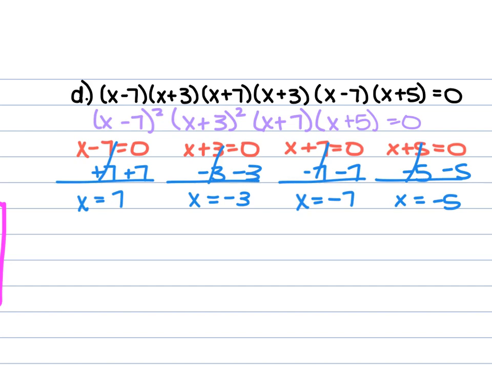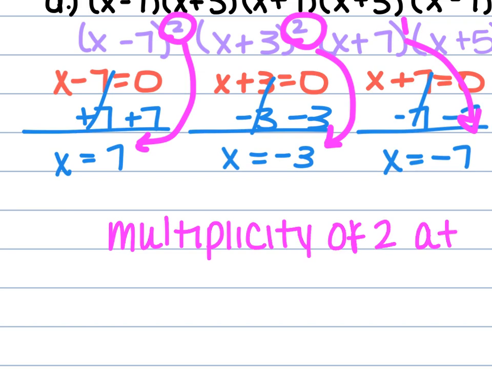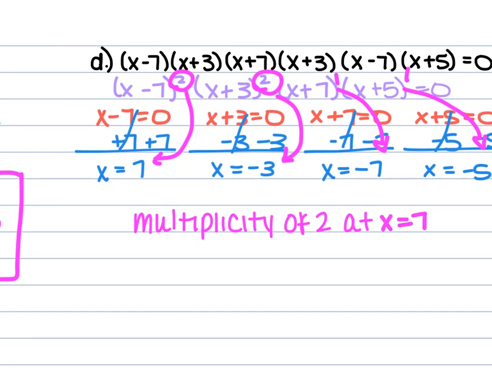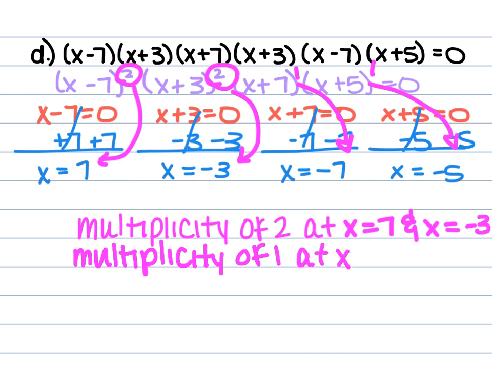So look at your multiplicities here. We have 2 at 7. We have 2 at negative 3, and then a 1 and a 1 at the negative 7 and the negative 5. So write this out with your multiplicity. We have a multiplicity of 2 at x is equal to 7 and x is equal to negative 3. Then we also have a multiplicity of 1 at x is equal to negative 7 and x is equal to negative 5.